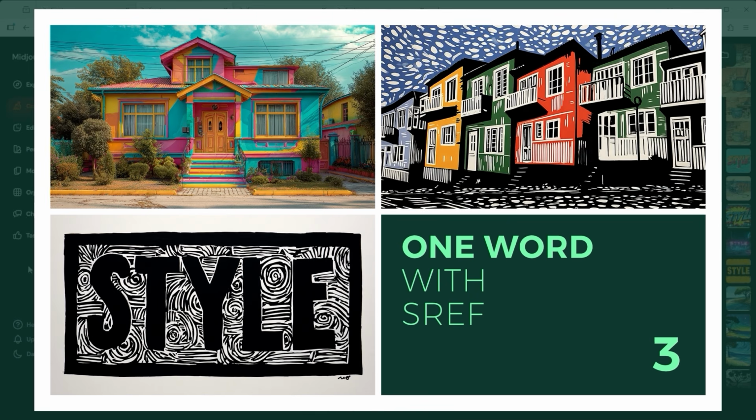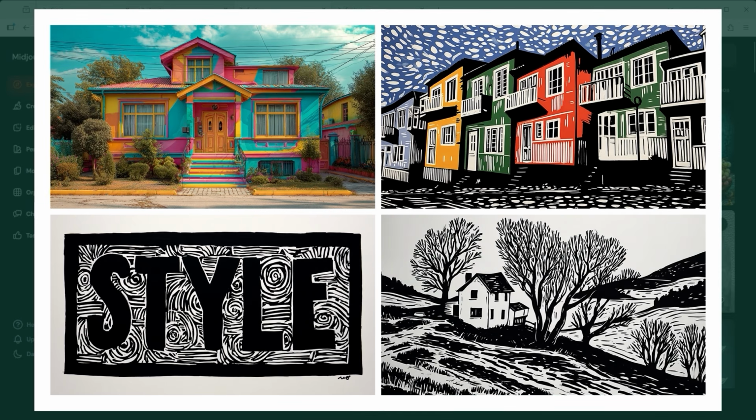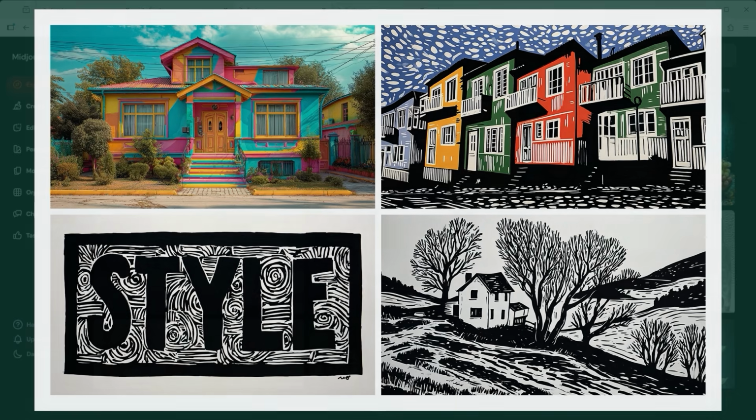Now I use the exact same prompt. A colourful photorealistic house, but with the SREF code for the liner cut style. And as you can see, there's no way this can turn out photorealistic. The style code overrides everything. What you get is a strange, sometimes interesting hybrid, but not what you asked for. To let the style really do its job, I shorten the prompt to just a house, and suddenly the result fits perfectly. A bold, clean liner cut of a house.